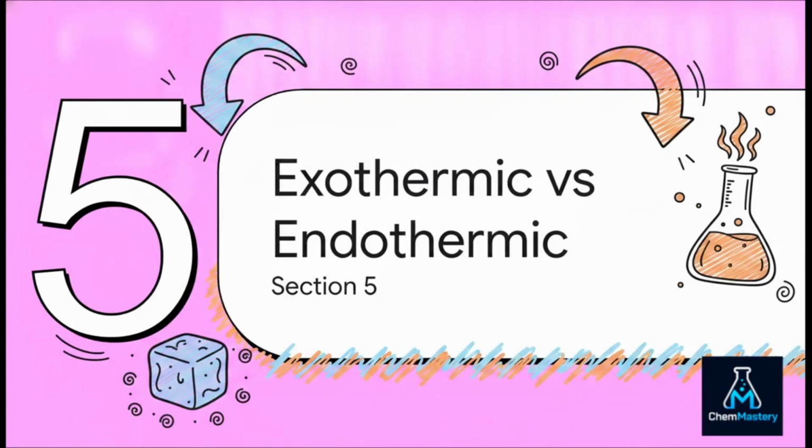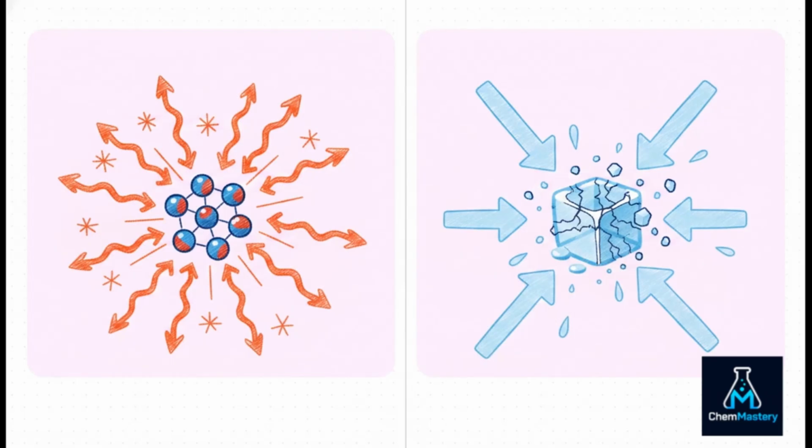Section 5. Exothermic versus endothermic. Let's step back for a second to look at the bigger picture of energy transfer. We generally classify these phase changes into two camps. On the left, we have exothermic changes. Exo meaning outside, thermic meaning heat, so these release heat into their surroundings. On the right, we have endothermic changes. Endo meaning inside, meaning these absorb heat from their surroundings.